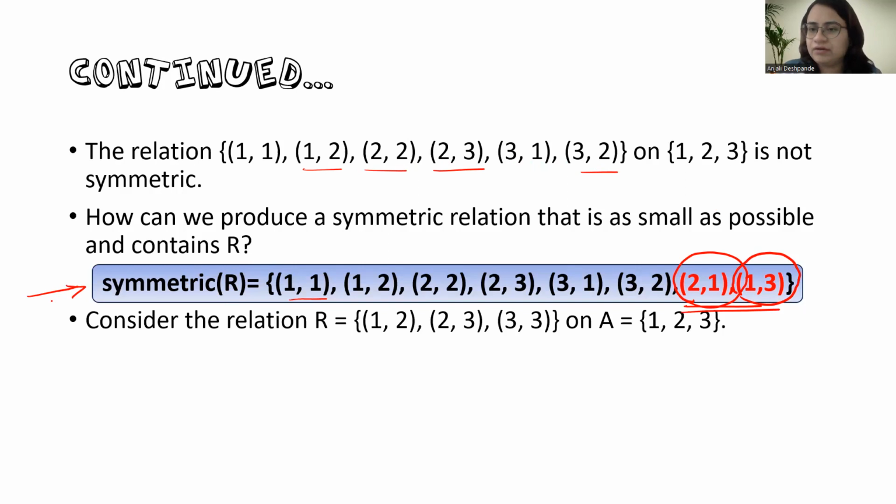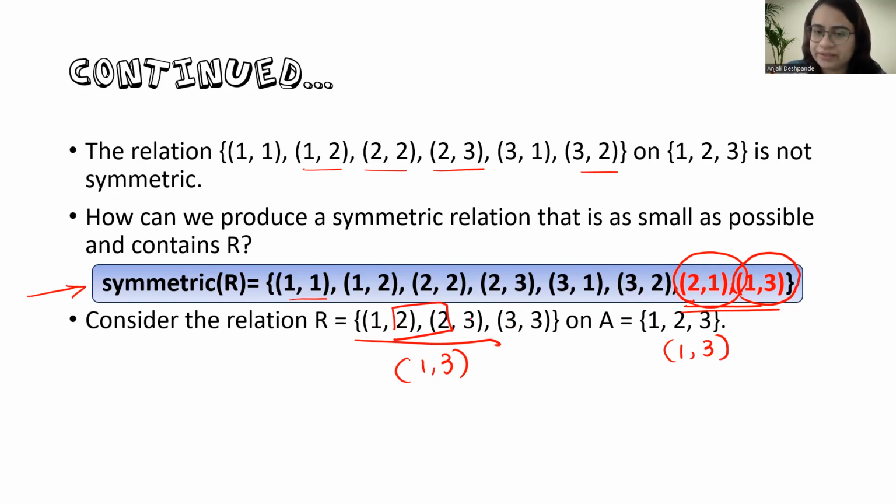Next, we'll see transitive closure. So this is your relation R. Check if it is transitive, and if not, add minimum pairs to make it transitive. So I'll see first 1, 2 and 2, 3. I can combine them. I will get a tuple 1, 3. Is it present in the relation? No. So I'll have to add 1, 3 in the original relation.